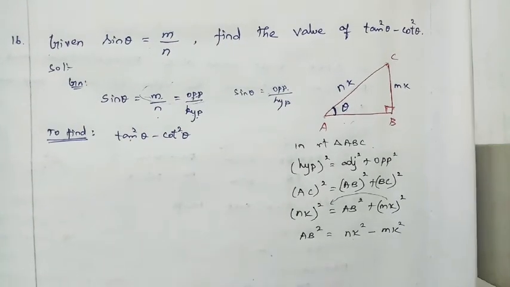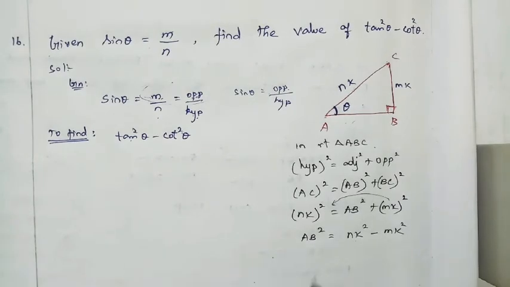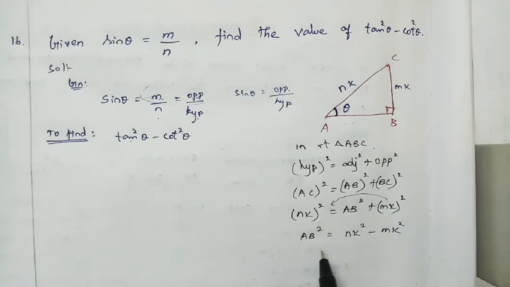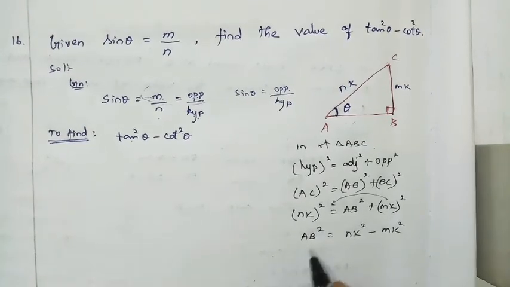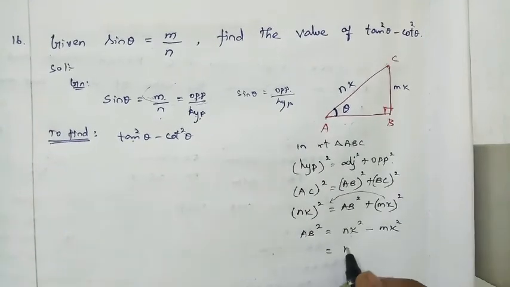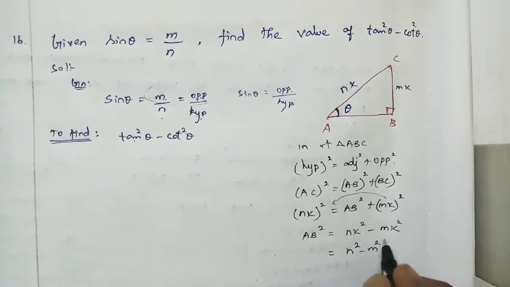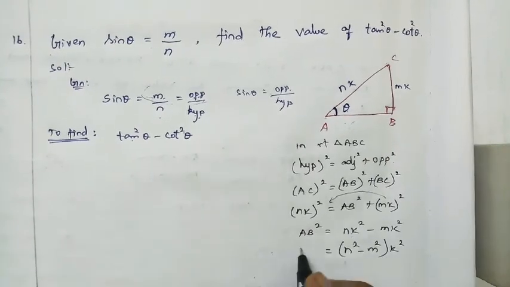But what do we need? We need the length of AB alone. But before that, K square is common. Shall I take it outside, and after that take the square root on both sides? Okay, take K square commonly outside, then it becomes N square minus M square into K square. AB square is equal to N square minus M square into K square.